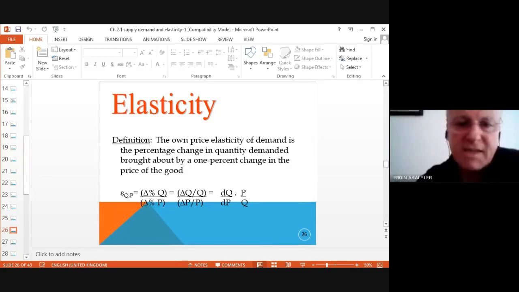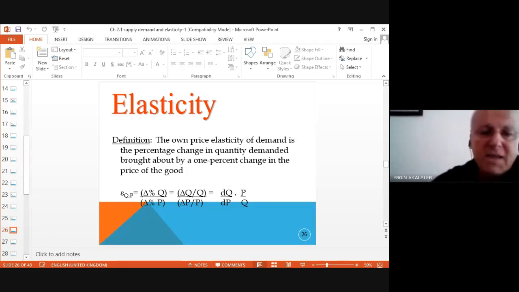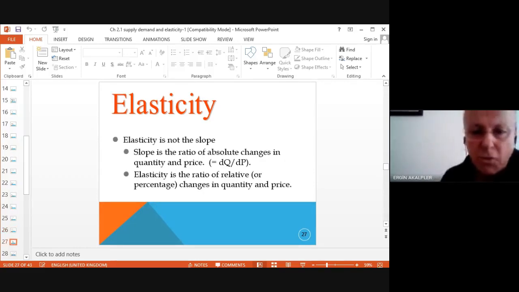As you know, elasticity is, of course, the percentage change in quantity divided by the percentage change in price, which is multiplied by the price of the former year divided by the quantity of the former year. This will then give us the price elasticity of demand.